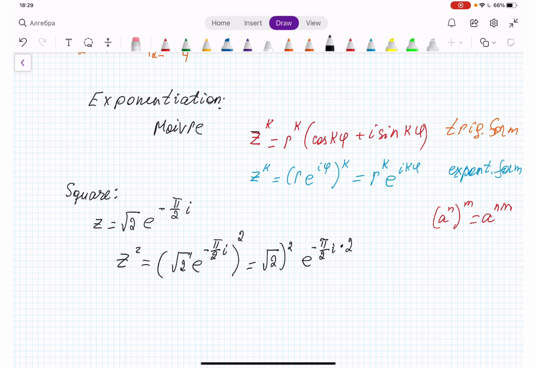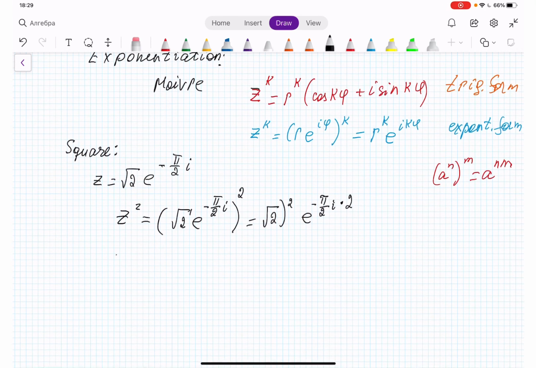So from here we are getting z squared is equal to square root 2 to power 2, which is going to be 2. We have 2 e to power, so let me see, this 2 will be cancelled with this 2, and the answer is going to be negative pi I. And this is going to be our answer. Okay?